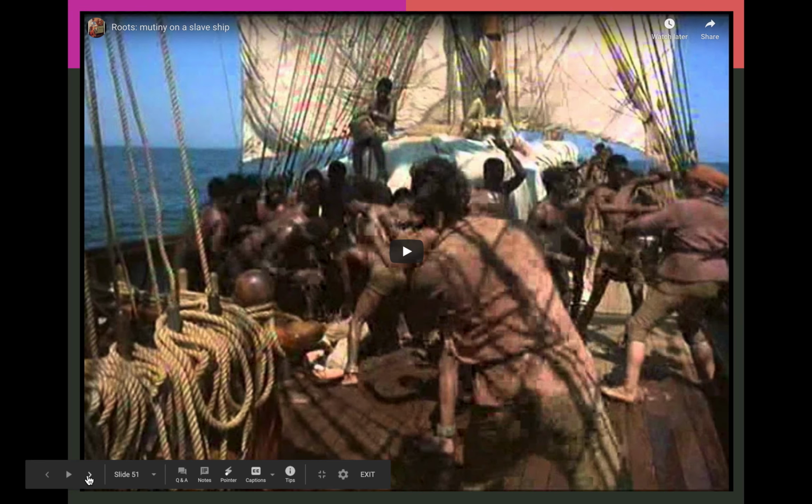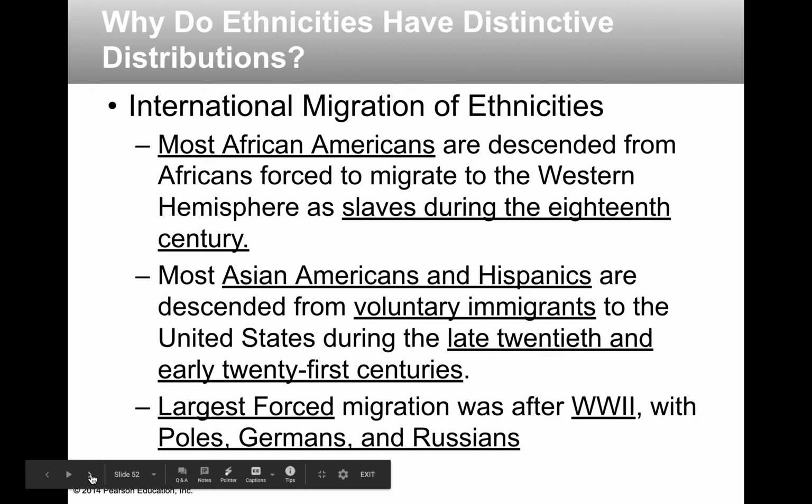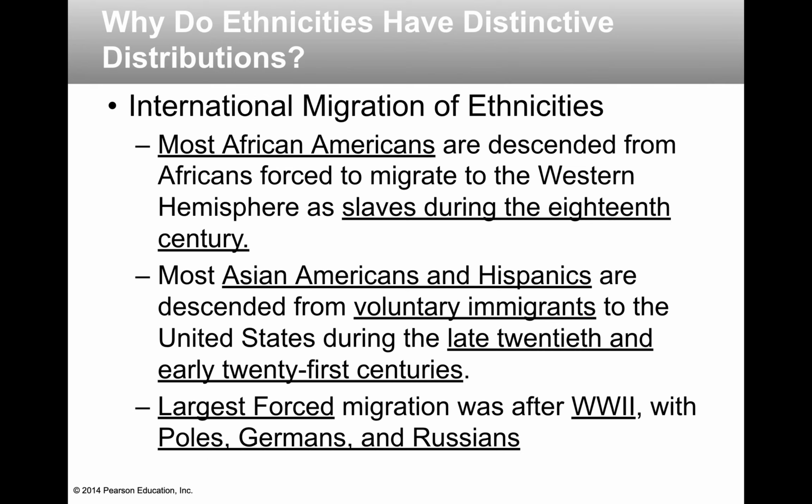There's a video of the slave triangle. Most African Americans are descendants from the Western Hemisphere, and they were brought to the United States as slaves, so forced international migration. When we look at Asian Americans and Hispanic Americans, they were mostly through international voluntary migration.